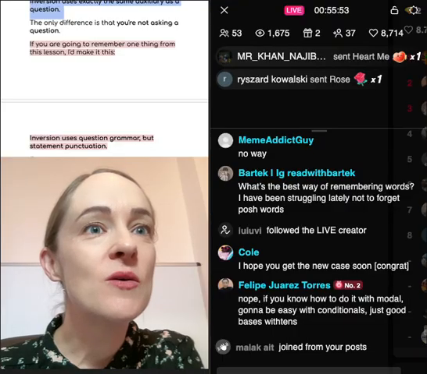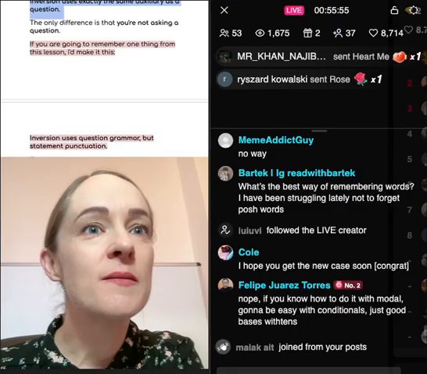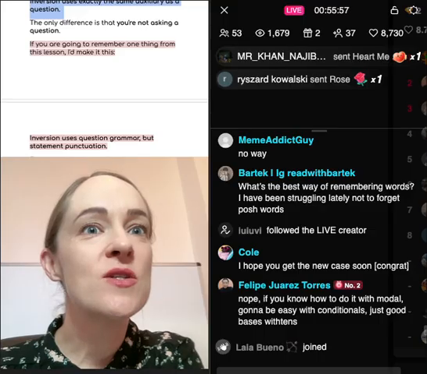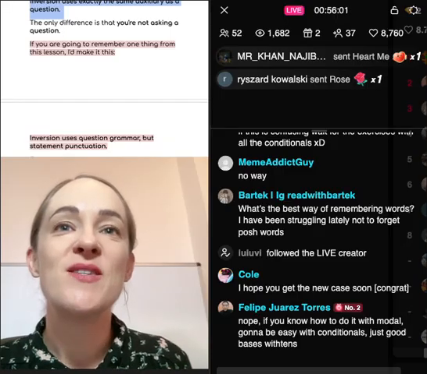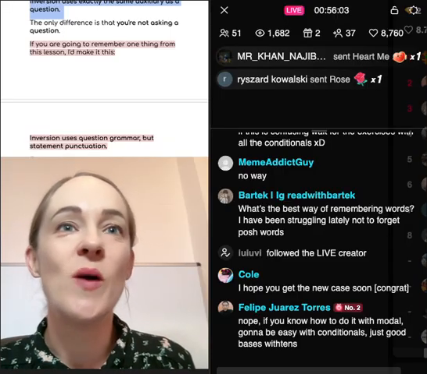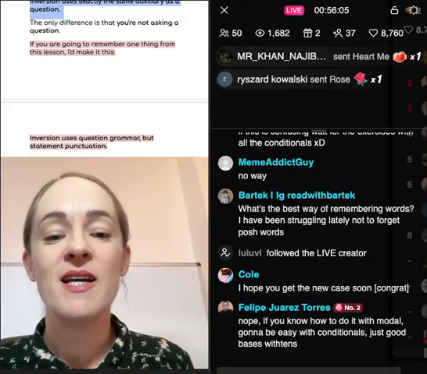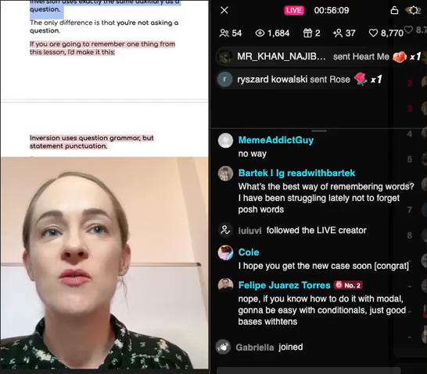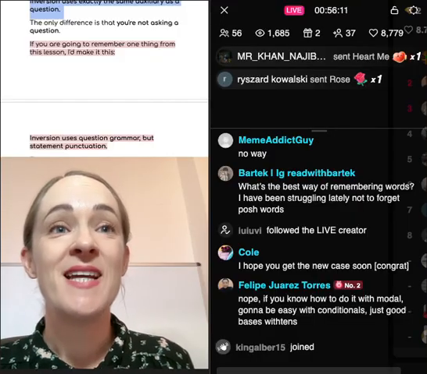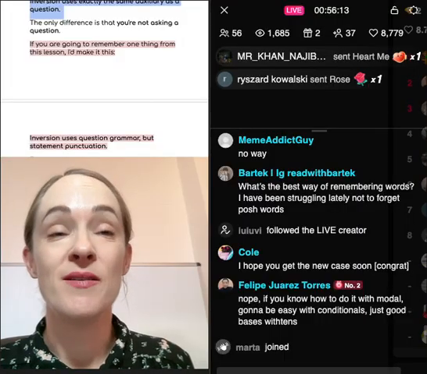Nope. If you know how to do it with modal conditionals, just good basis. Yeah, Felipe, you do need a good base. It's true. There's no way around it. You need a good base. Definitely, if you get to C1 and you don't have a strong foundation, the problems start appearing for sure.